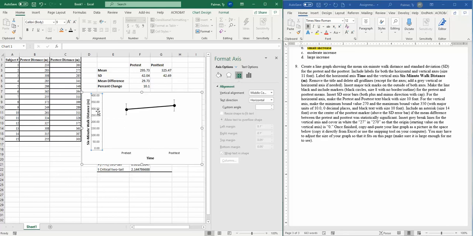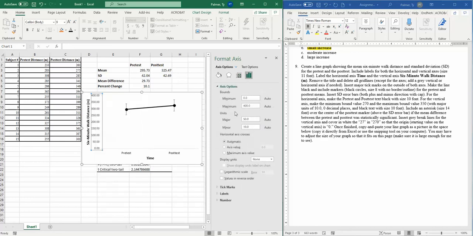So to adjust your vertical axis, to adjust your bounds, you can click and highlight like I've done, and then right click, go to Format Axis, go to Axis Options. Here are the bounds here. I'm going to change my minimum bound to 230. Okay, that looks pretty good right there. And then my maximum bound, I'm going to keep it at 390. So for my data, I'm going to use 230 and 390 for my minimum and maximum bounds.